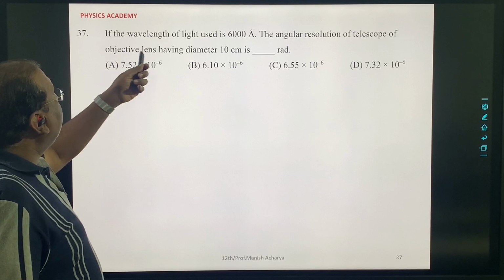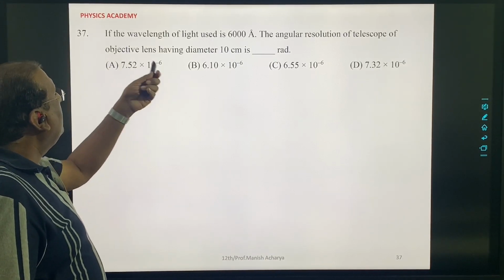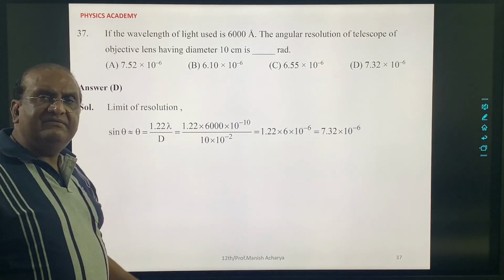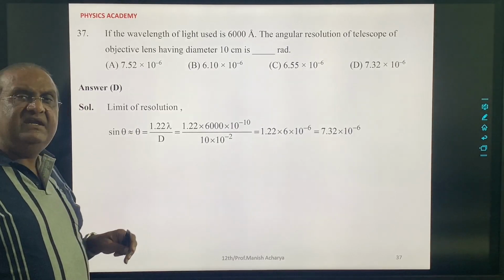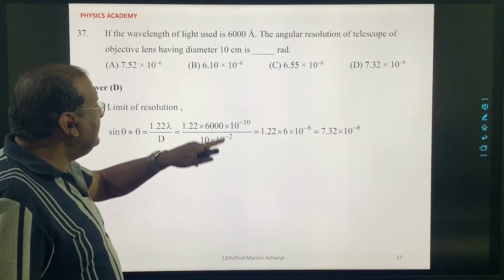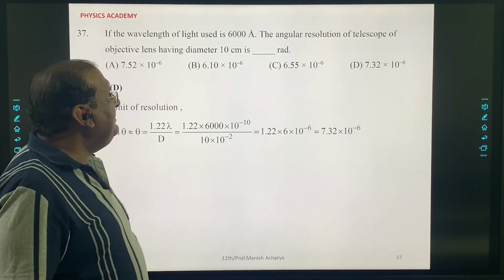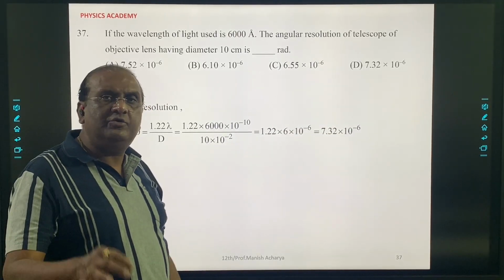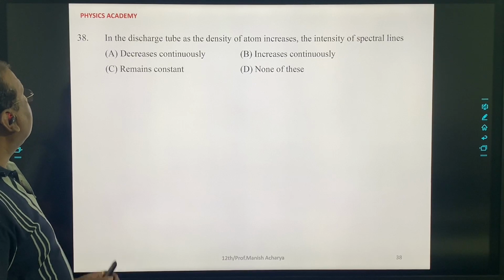Now question number 37. If the wavelength of light used is 6000 angstrom, the angular resolution of a telescope with an objective lens having diameter 10 cm is how much radian? Now we have the equation for the angular resolution or limit of resolution, that is sin theta, which is nearly equal to theta, is 1.22 lambda by d. So 1.22 lambda, that is 6000 angstrom, so 6000 into 10 raised to minus 10 upon d, 10 cm, that is 10 into 10 raised to minus 2. Solve it, you will get the answer 7.32 into 10 raised to minus 6, means your answer is D. Clear?